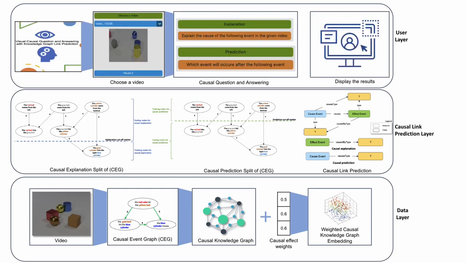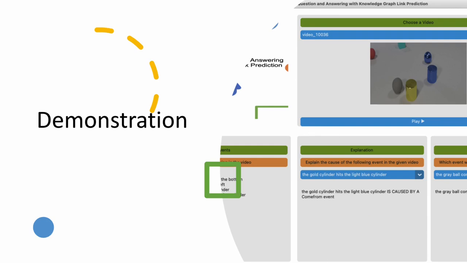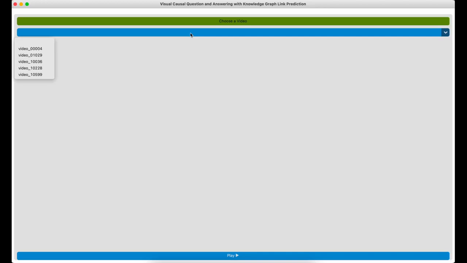The third layer is the user layer, which illustrates the graphical user interface of the visual causal Q&A system. Let us dive into the interactive visual causal Q&A system now. The user selects a video of interest from the drop-down menu. Let us choose video 10036.